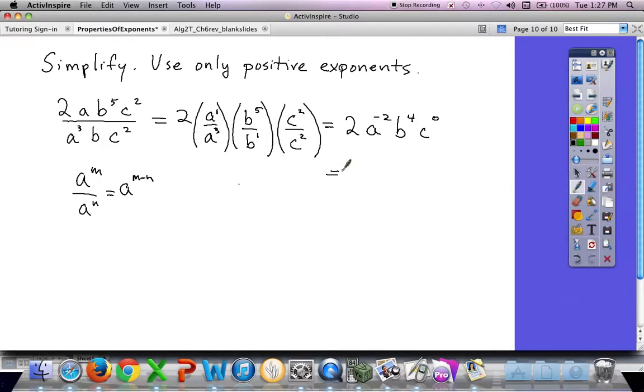And some things I can simplify. A to the negative 2 has a negative exponent. Since I've got to use only positive exponents, what do I do with it? That will flip to the other side of the fraction. B to the fourth is good where it is. C to the 0 power, anything to the 0 power is 1. So that term actually is just 1. We don't even need to write it. So this is 2B to the fourth divided by A squared.